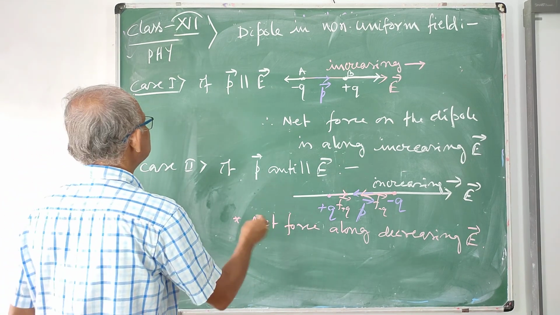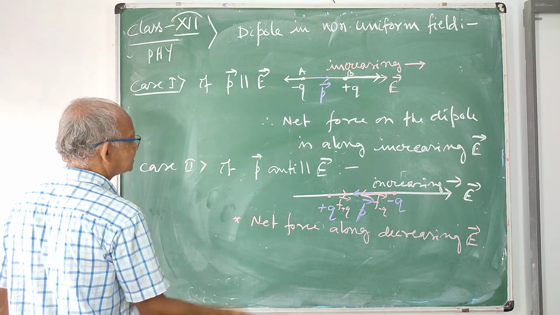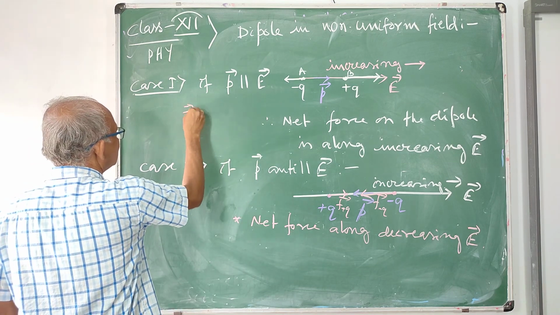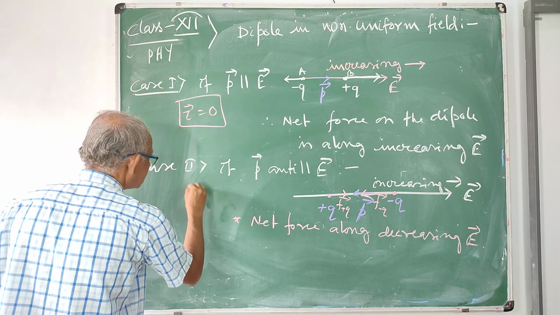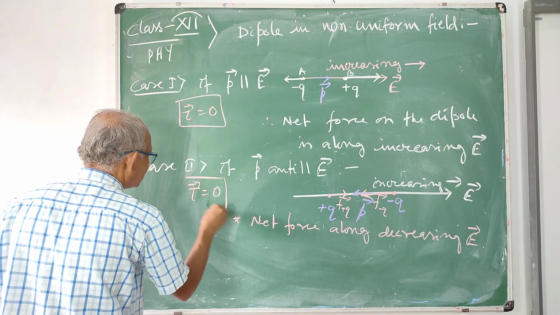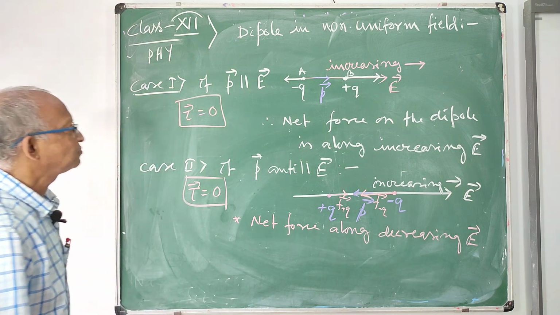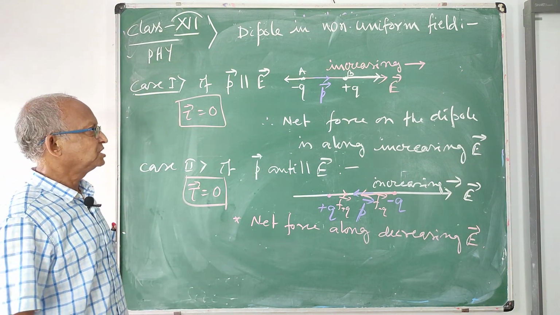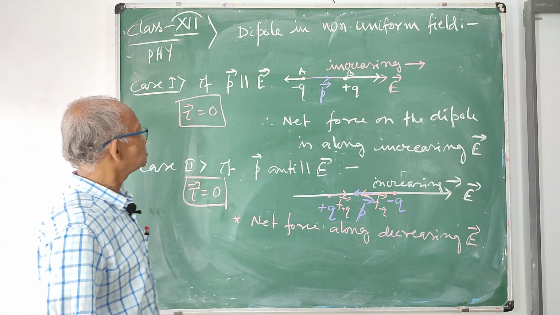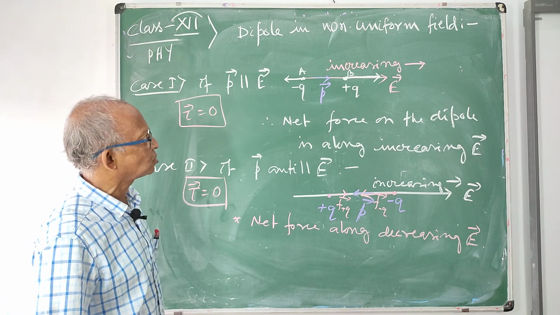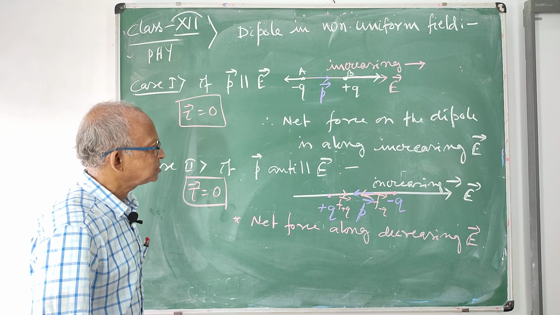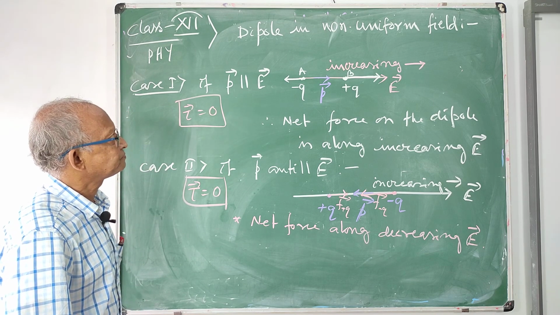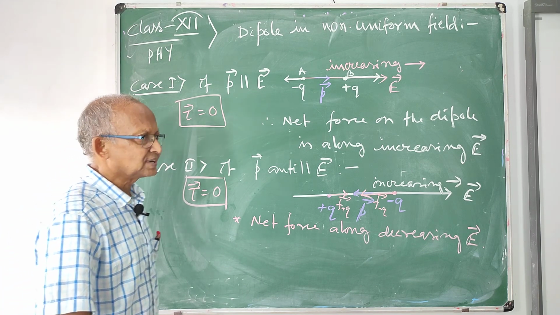Note that in either case the torque on the dipole equals 0. Here also torque equals 0. You may recall the formula torque is pE sin theta. So theta is 0, so torque 0; theta 180, also torque 0. But the dipole in such a case experiences a net force. Okay? Now let us see an application.